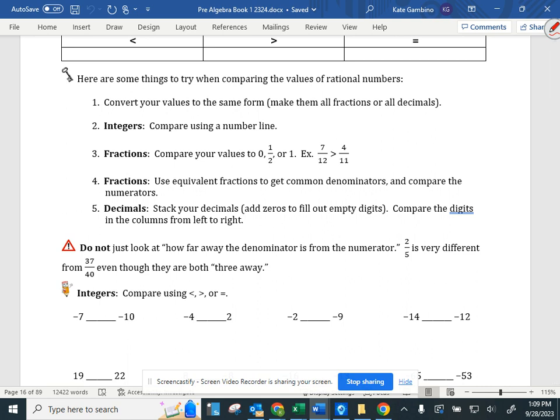Less than. We always read from left to right. So it means this first number is less than our second number. The open end of our symbol always wants to gobble up the bigger number. I always think about it like that. The bigger number gets eaten by the bigger end.